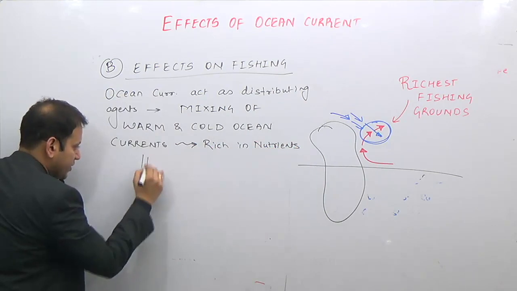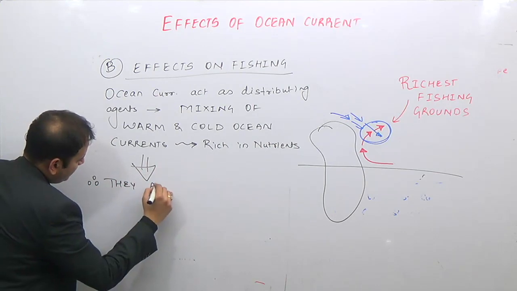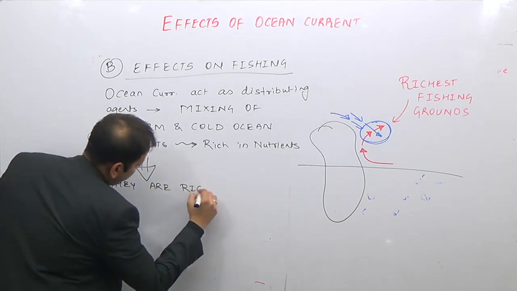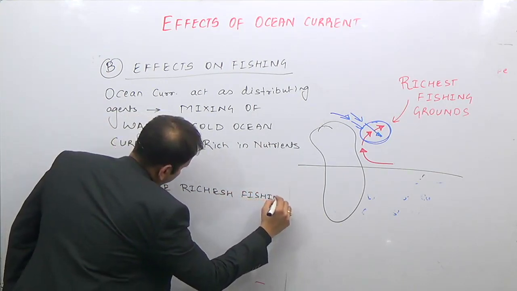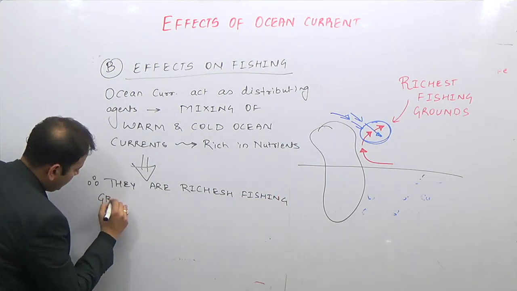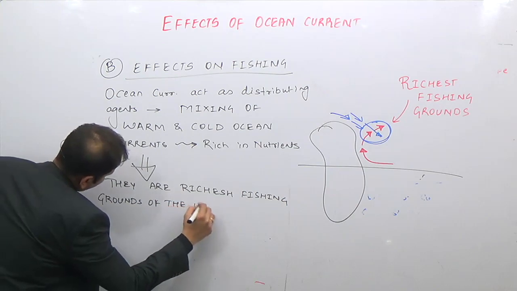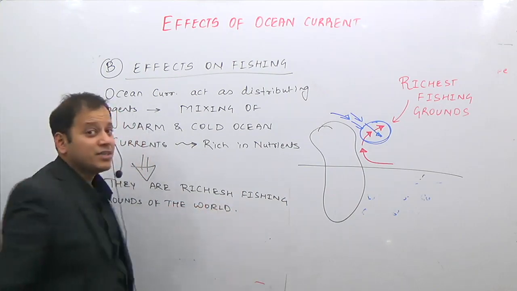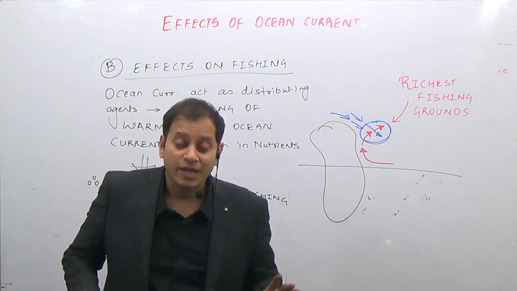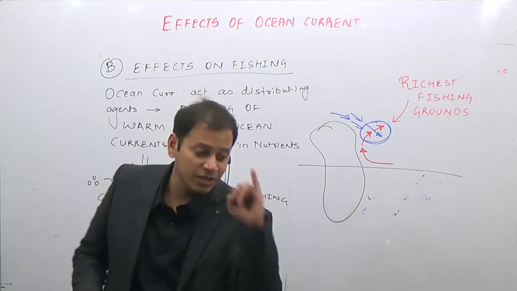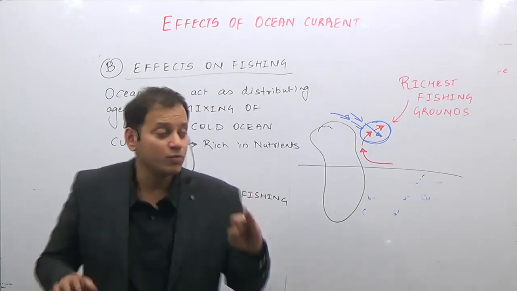And what is the implication? Therefore, they are the richest fishing grounds of the world. Obviously, as in the continental shelf chapter we did, luckily these areas are also the areas of wide continental shelf. So for the richest fishing grounds of the world, one condition is mixing of warm and cold ocean currents, and the second condition is a wider continental shelf.